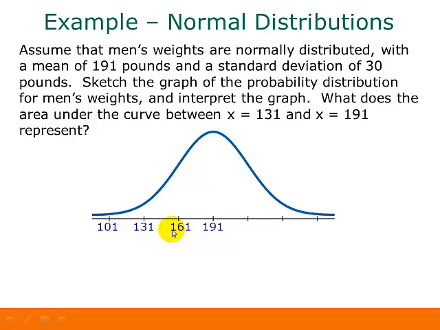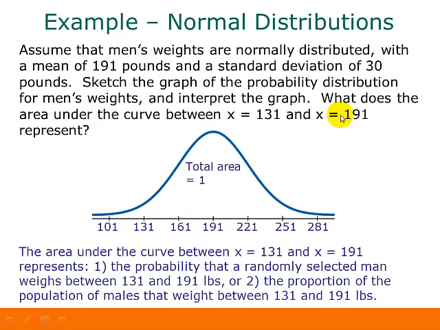So here we are 1, 2, and 3 standard deviations below the mean. Then if we go the other direction from the mean, we get 221, 251, and 281. So here we are 1, 2, and 3 standard deviations above the mean. Now the total area under this curve is equal to 1.